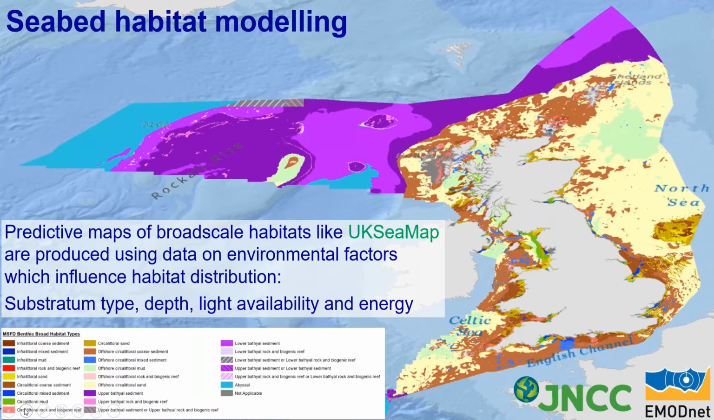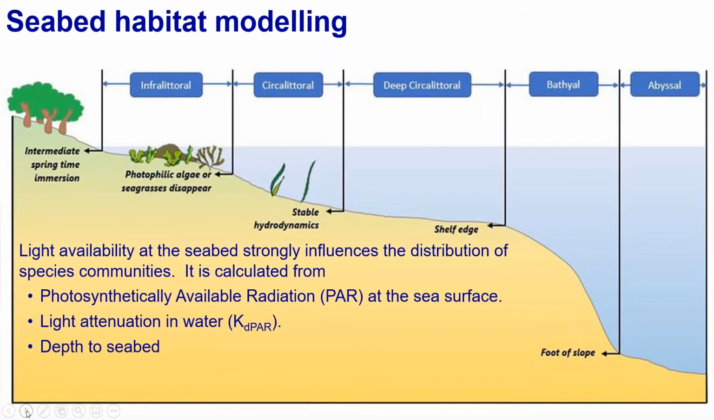So the seabed type, whether it's rock or sand or mud or whatever, the depth, the light availability at the seabed, and energy, so the currents and the wave action. And light availability at the seabed and depth are not exactly the same, because obviously the water can be very turbid in some areas more than others. So in some cases you can have quite shallow water but still not much light available. So we're going to look at how you get light availability data from satellite imagery. It's a really important factor to put into the models, because it has a very strong influence on the distribution of species communities.